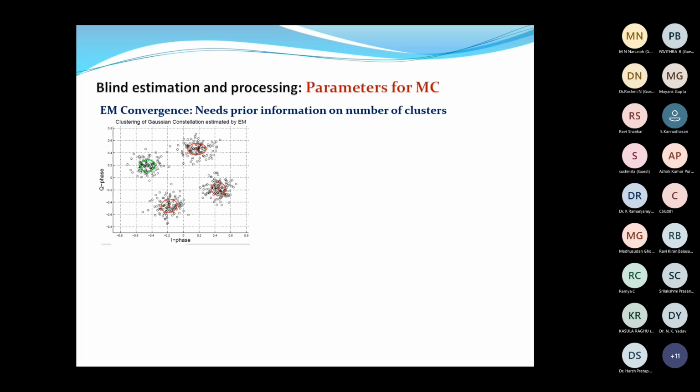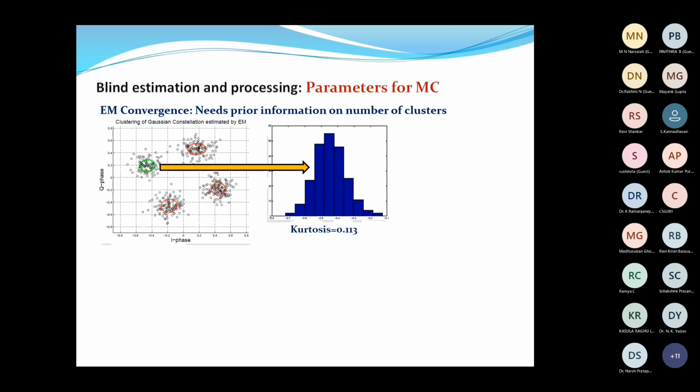So EM convergence needs the prior information of the number of clusters. In this example, we have shown the clustering of a QPSK signal with some phase offset. As after the result of convergence, we have seen the cluster centers of the 4 clusters of the Gaussian cloud. Now, if you see one of the clusters, the plot of one of the clusters and the histogram representation of the elements of this cluster, and if we examine the Gaussianity by determining the kurtosis value, we have seen that if it is a true Gaussian cluster, the kurtosis value will be towards 0.